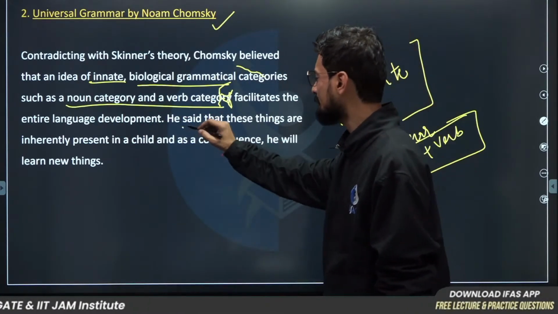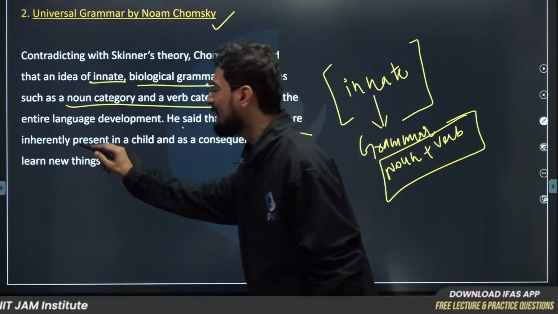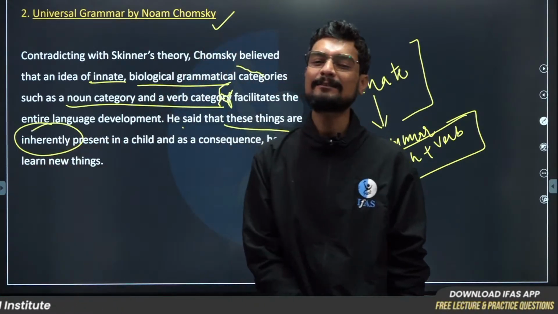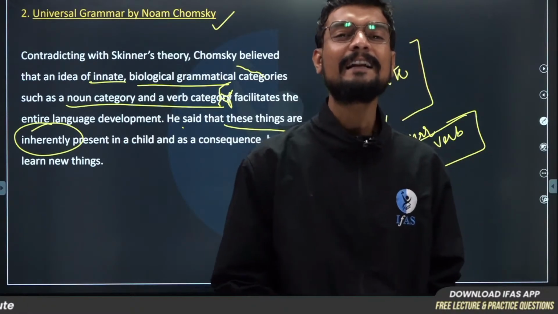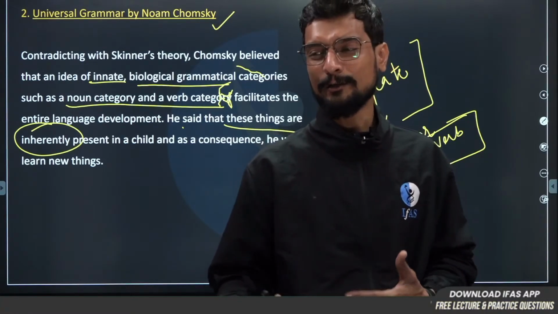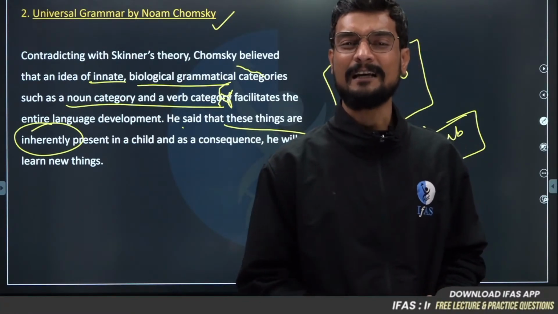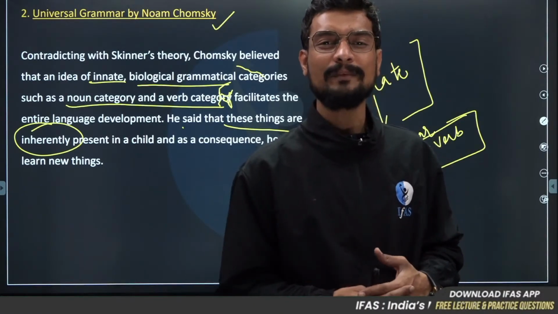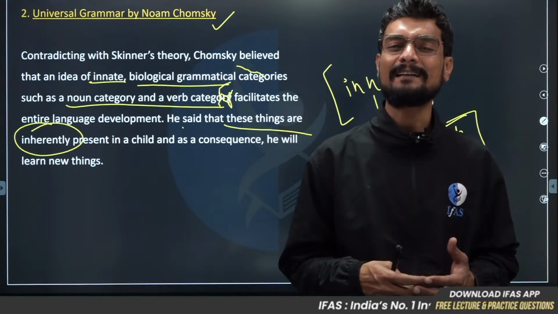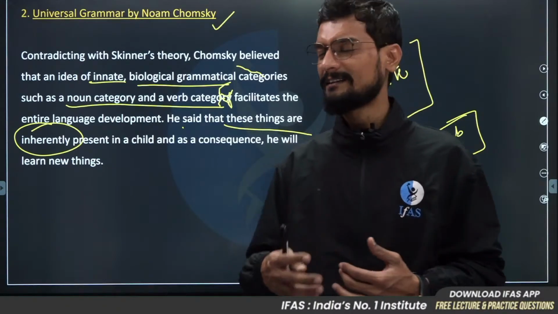And he also said that these things are inherently present. It means it is present by virtue of being a living being, not particularly a human being, but animals as well. For example, the mewing of a cow. So this is the kind of language that he tried to develop on these premises.